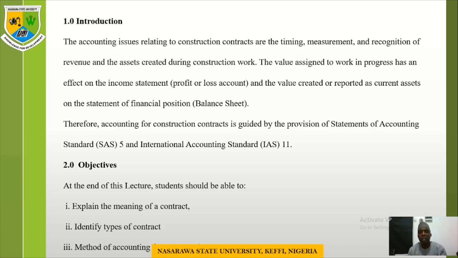Don't forget, the income statement has replaced the nomenclature of profit or loss account, while the balance sheet is now known as the statement of financial position. Accounting for construction contracts is guided by the provisions of Statement of Accounting Standard, SAS 5, and the International Accounting Standard, IAS 11. These accounting standards are regulations or guidelines that show how accounting treatment is to be presented, recorded, and prepared.